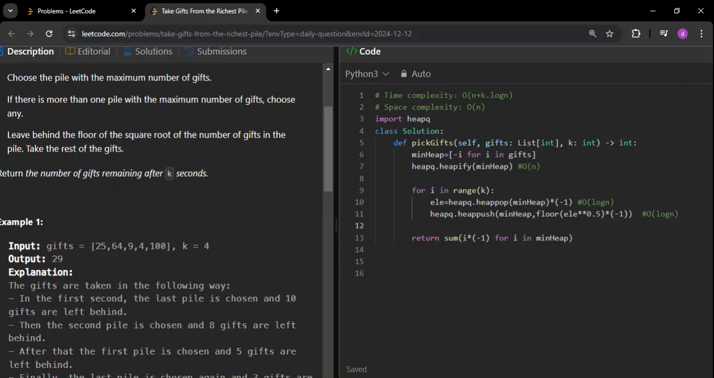Again, these are pop and push operations, so both of these are going to take log n time only. So if you see, this whole loop is basically taking k into log n time. Okay, I will come to the time complexity separately. First, see the calculations here.